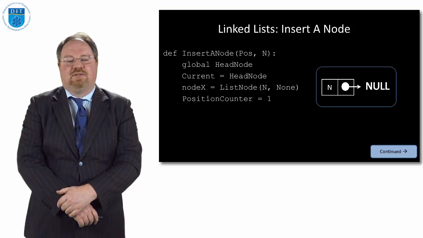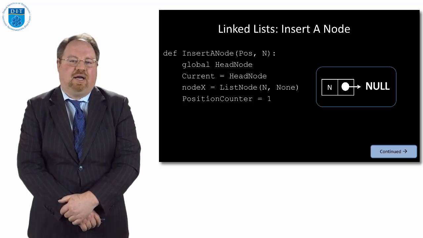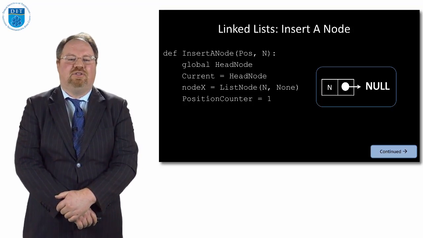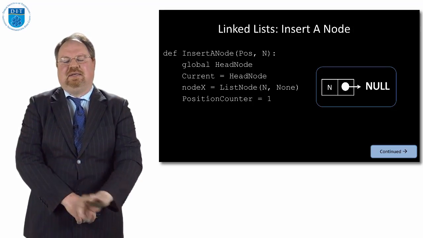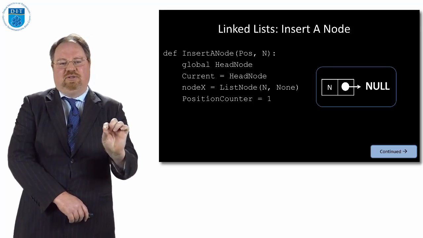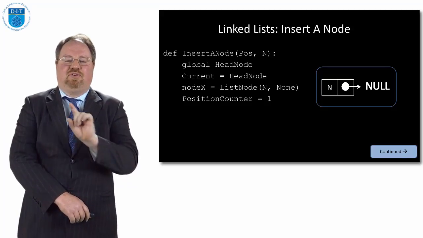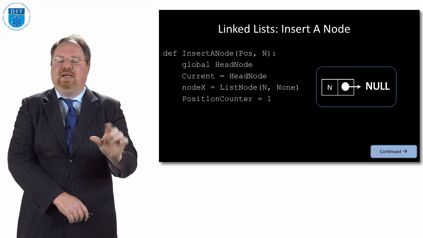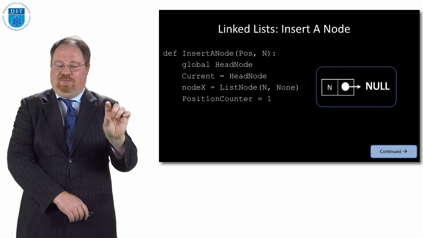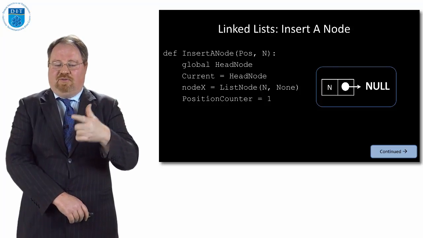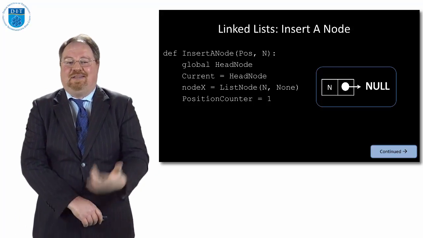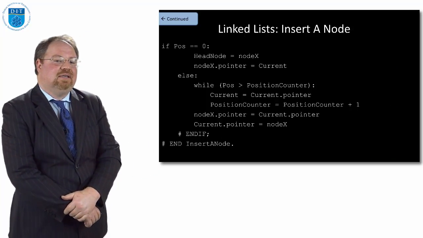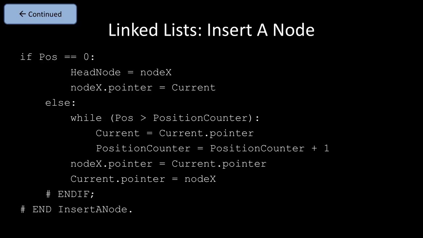And we're going to have a position counter that just counts where we are in the list at the moment. So let's say I call this program by saying insert a node at position 4, the value 26. So what we need to do is go as far as the fourth element on the list. So our position counter will go 1, 2, 3, 4, and then we'll add a new node in, and we'll make the fourth value point to the new node, and the new node's pointer then point to the fifth value on the list. So the code, as we can see, looks like this.